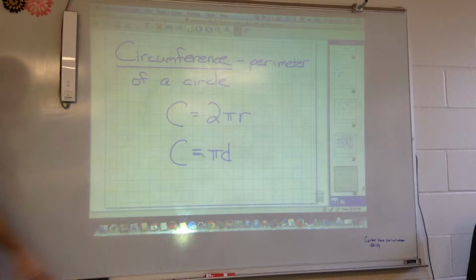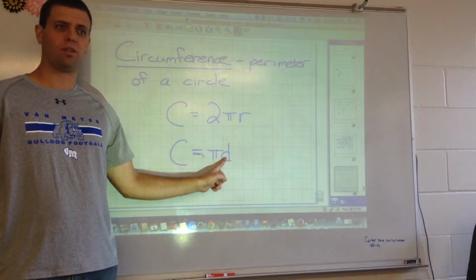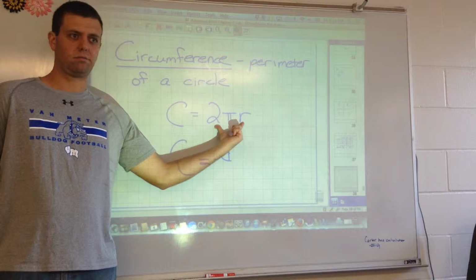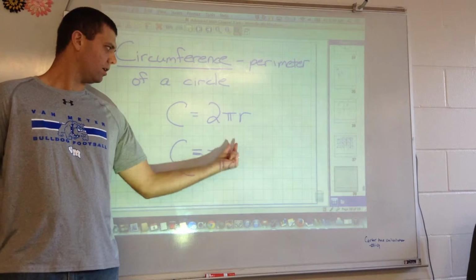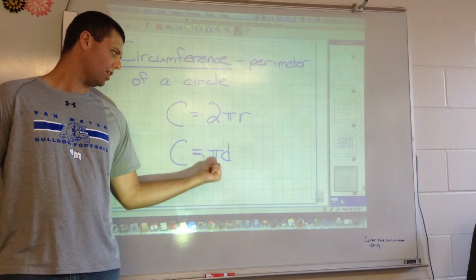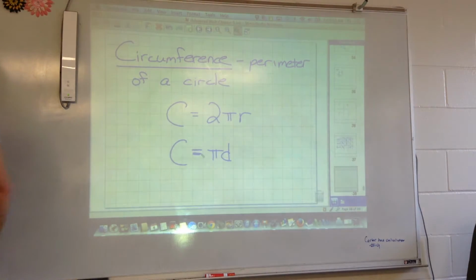The reason they're the same thing is because the diameter is really the same thing as 2 times the radius. 2r is the same thing as d. So if you take pi times 2r, you just get the same thing as taking pi times d. So whichever one you use, great. Don't think that they're two different things. They are the same thing, okay?